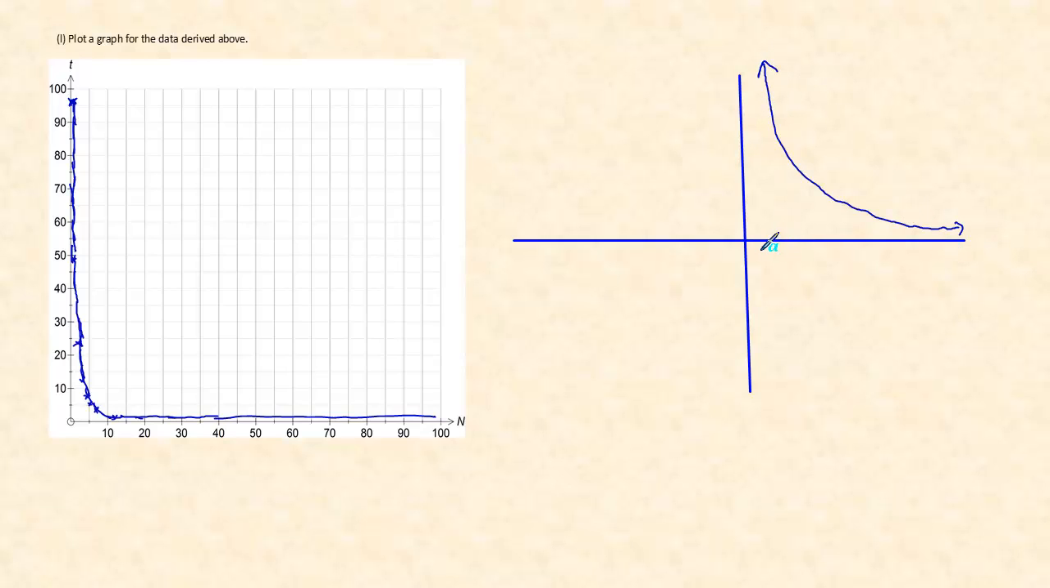As one variable gets closer to 0, the other variable is going to tend off to infinity. But as this variable tends off towards infinity, this variable tends towards 0. And this is the basic shape of a graph for an inverse relationship.